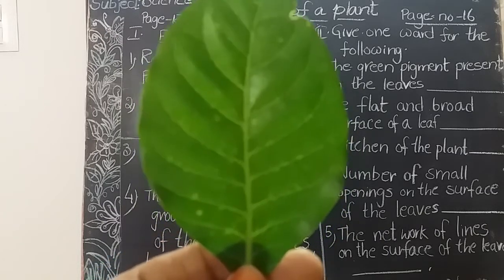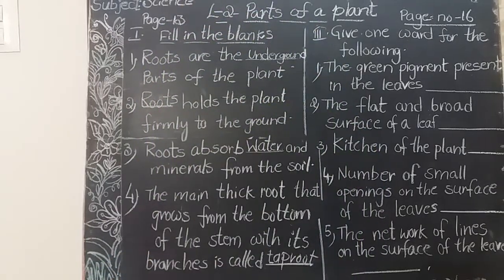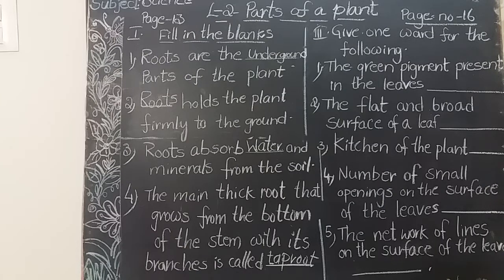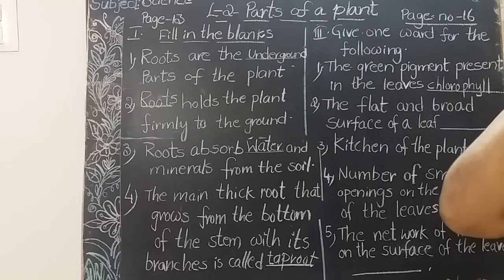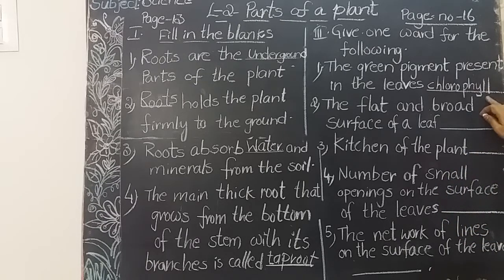What is the green pigment? What is the name of the green pigment? Chlorophyll. Okay, chlorophyll. CHLORO. Chloro means green. PHYLL. Phyll means leaf. Chlorophyll. Chloro means green, phyll means leaf. Green leaf. Is it clear?